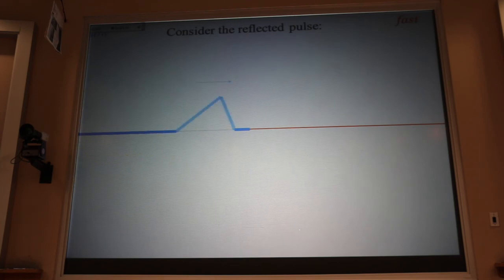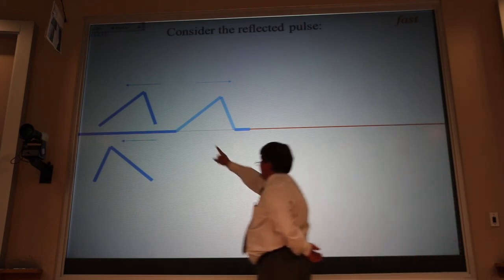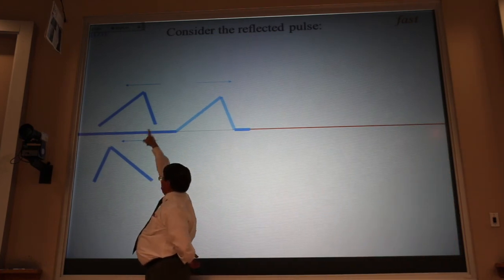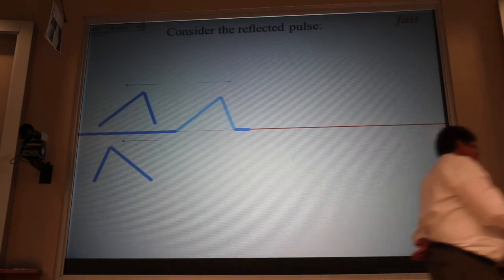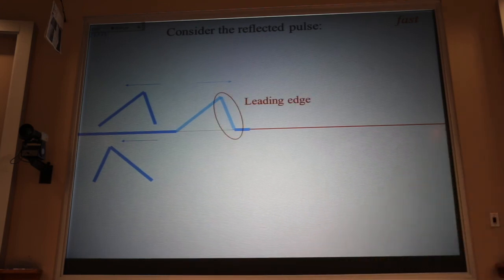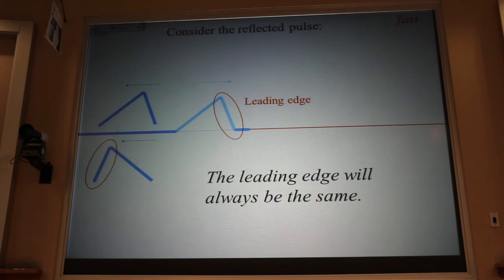Okay, one more question. If that comes in like that, the reflected pulse has to be on the same side, meaning up, but which way will it be oriented? Like this or like that? This or that? Like that. And the reason is the leading edge has to lead. The leading edge is the first part that hits the boundary, turns around and goes the other way. The leading edge always leads.